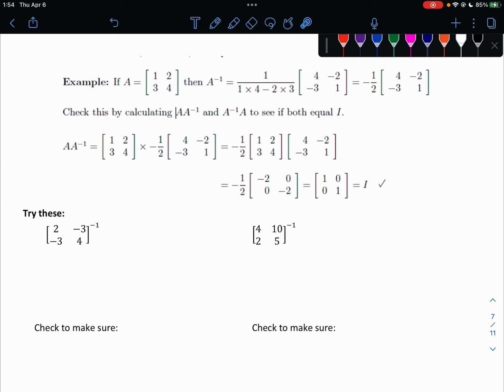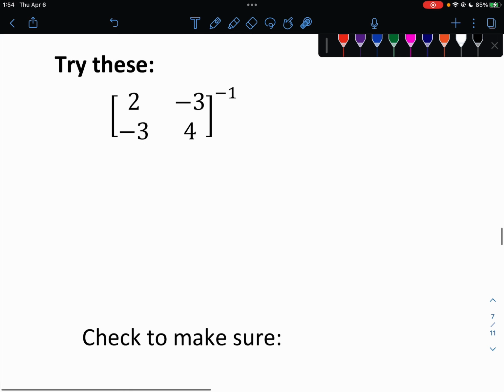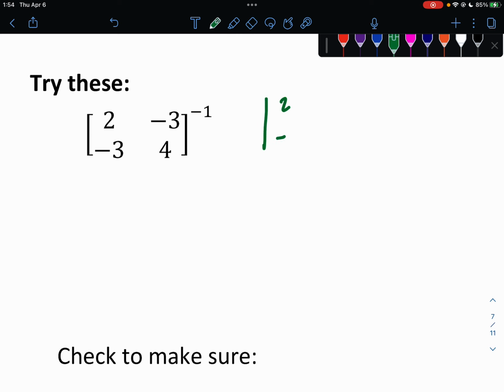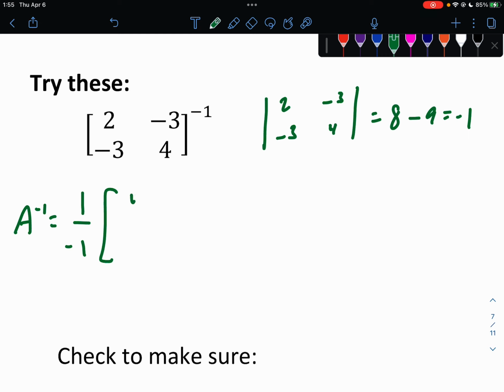Let's jump right into the first problem. So let's try to find the inverse of that matrix. All right, first let's find the determinant. So the determinant of that would be 8 minus 9, or negative 1. All right, so our inverse matrix then is going to be 1 over negative 1, which of course is negative 1, but we'll leave that there for now. You switch A and D, you take the opposite of B and C. So our inverse matrix is negative 4, negative 3, negative 3, negative 2.